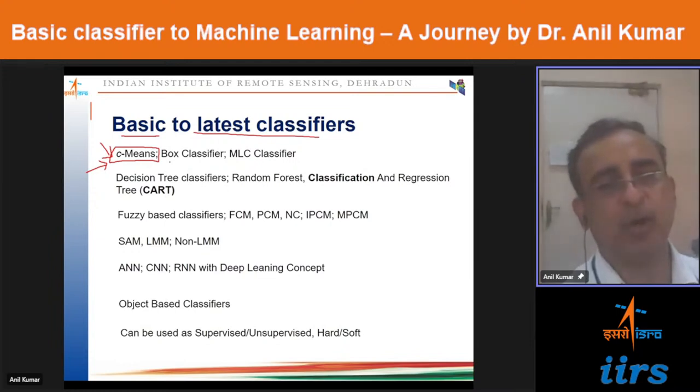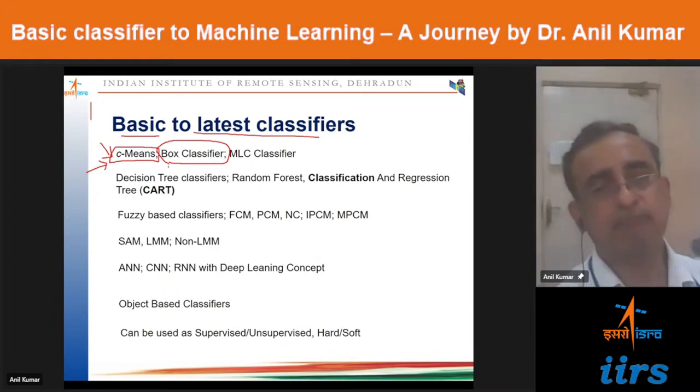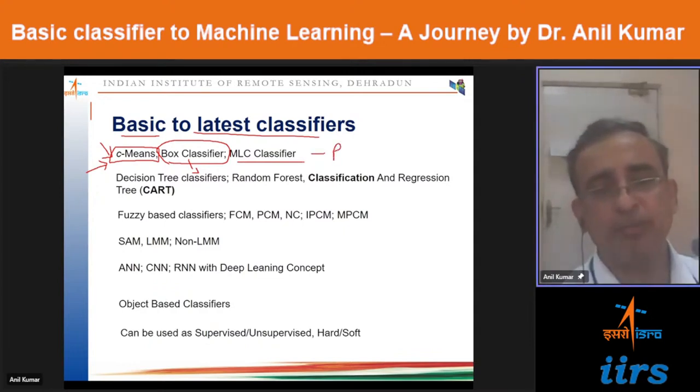Second is parallelepiped or box classifier. This creates the box using the mean and standard deviation or minimum and maximum parameters from the training sample of each class. Whatever pixels are lying inside the box, they are labeled to that class. Third is maximum likelihood classifier. It is basically working on probability, and the unknown pixel having the maximum probability for a particular class is labeled to that class.